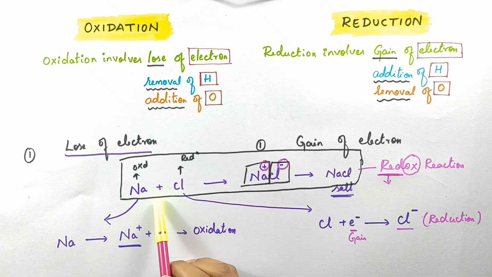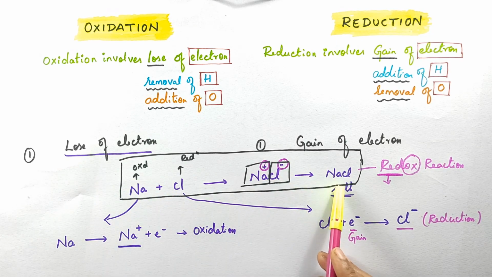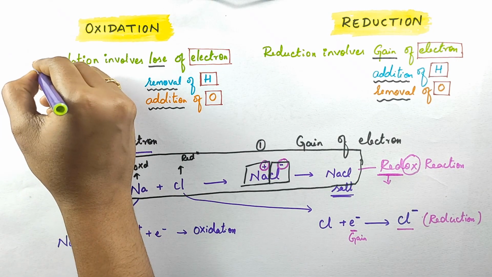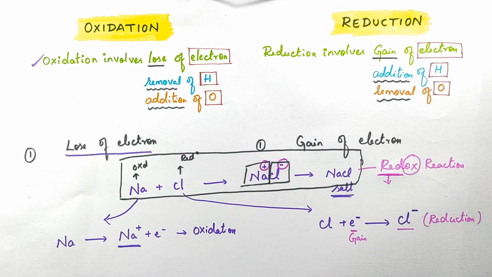This is the example for oxidation and reduction: NaCl. Oxidation means loss of electron, here losing the electron. Reduction means gain of electron. Okay. So this is the first definition of oxidation and reduction.